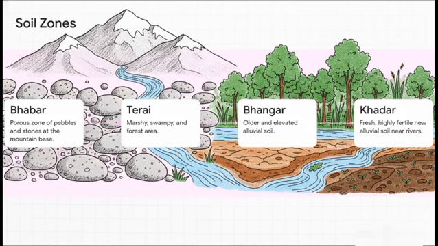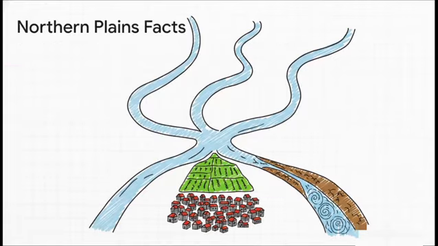First up, the river drops the heavier stones and pebbles right at the base of the mountains. That's the porous Babar zone. Next, the water emerges to create this incredibly swampy, marshy forest area called the Tarai. Further down, you hit the Bangar, which is basically the older, slightly elevated alluvial soil. And finally, right by the riverbanks where it frequently floods, the river deposits fresh, highly fertile new soil, and we call that the Khadar. Now, these massive plains didn't just appear out of thin air. They are the handiwork of 3 giant river systems, the Indus, the Ganga, and the Brahmaputra.